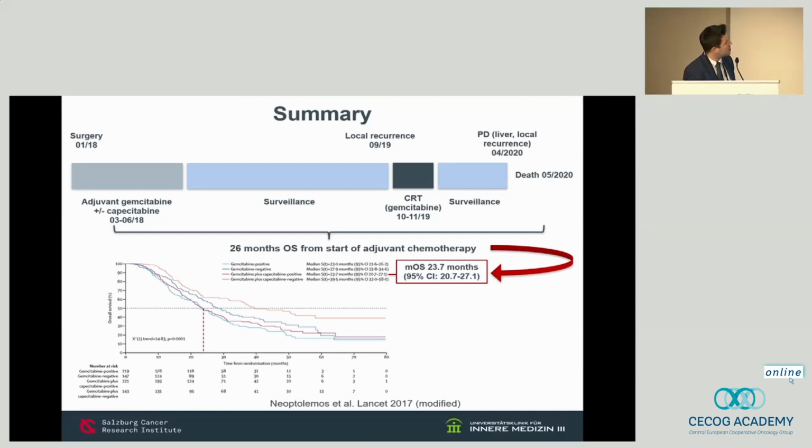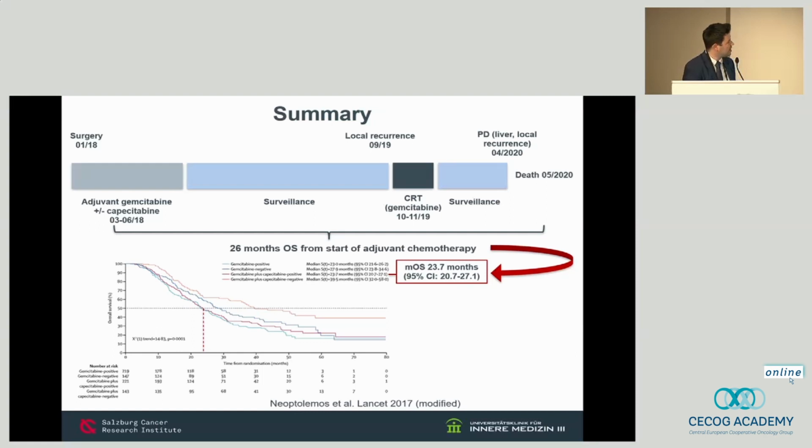To sum this case up, the patient underwent curative surgery, received gemcitabine with capecitabine analogous to the ESPAC-4 trial, but unfortunately had to quit capecitabine due to hepatotoxicity. Then he entered our surveillance program with very close surveillance CT scans every three months. After 15 months, the patient experienced a local recurrence, underwent, because the status was inoperable, chemoradiotherapy with gemcitabine weekly, and unfortunately developed metachronous metastasis in April 2020 and died because of sepsis in May 2020.